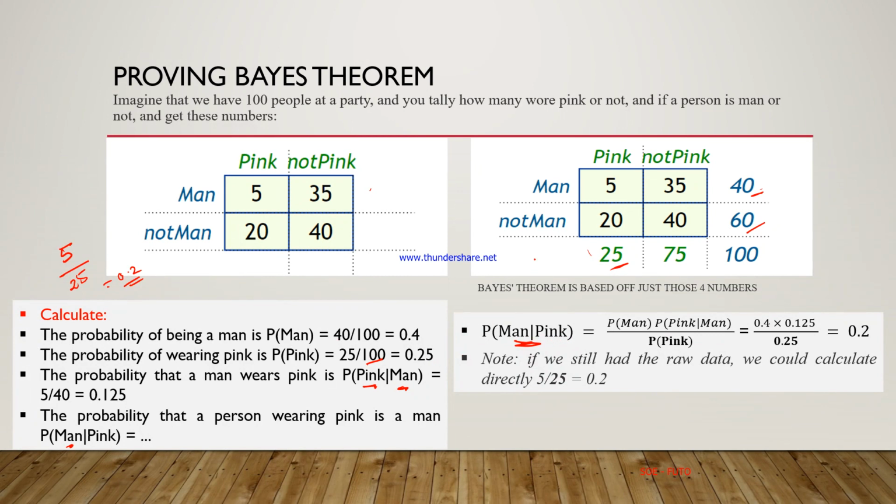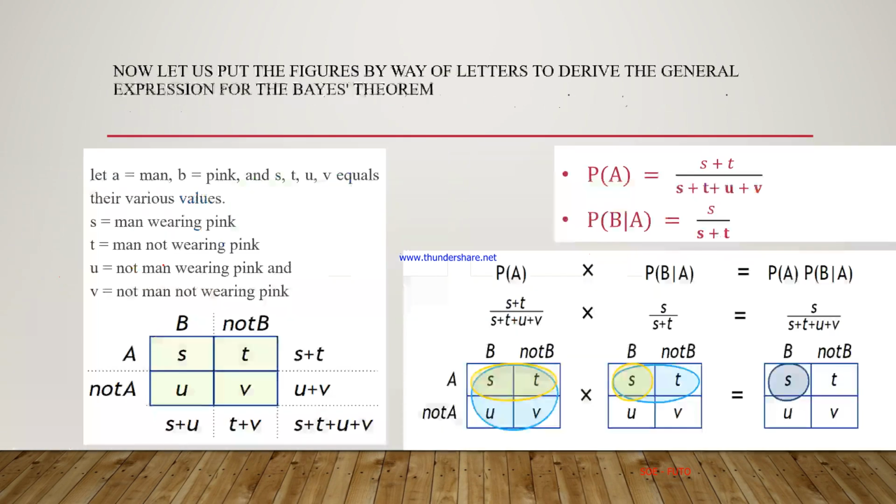Okay, so if you divide it by the number of men, you are going to get it. But we just want to use the Bayes formula as stated here. Now the probability of man is 0.4 multiplied by the probability of pink given man, which is 0.125, divided by this. This is going to give us this as calculated here. Now let's proceed further to do a general expression of the Bayes formula.